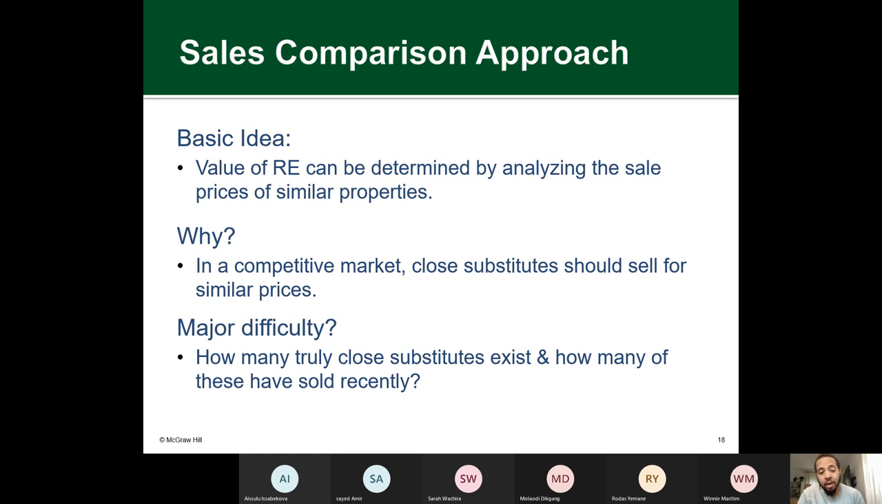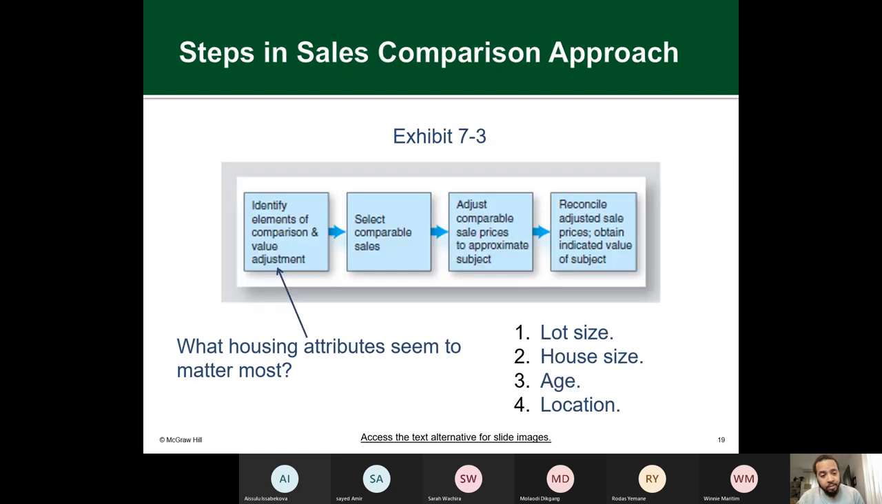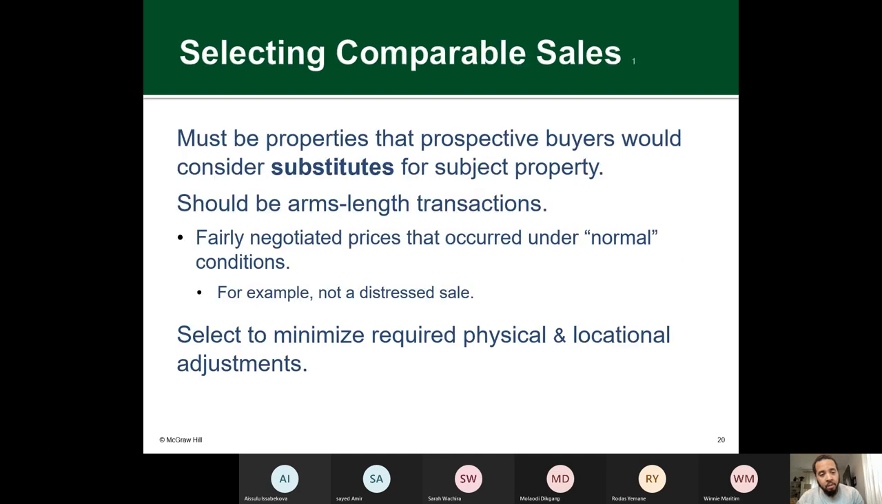And in a competitive market, if you are looking for a property and you can't find it, substitutes are going to sell close to the average price of the exact property you will be looking for. Right. So now selecting comparables, right? It has to be properties that you will consider a substitute, right? Height, square footage, all that type of stuff is taken into account.